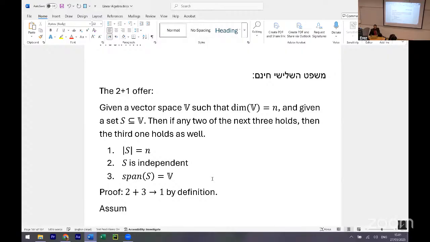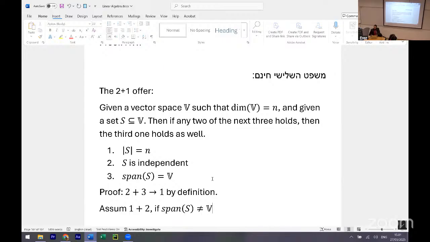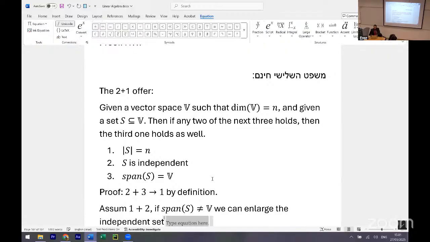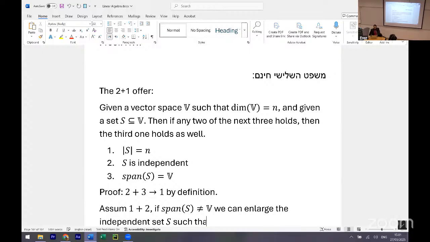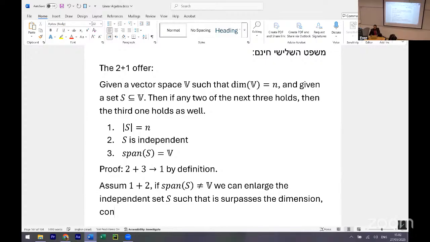Assume 1 plus 2. If the span of S is not all of V, we can enlarge the independent set S such that it surpasses the dimension, and that's a contradiction, because an independent set could never be more than the dimension, because it would surpass a spanning set, and that could not be, as we proved.